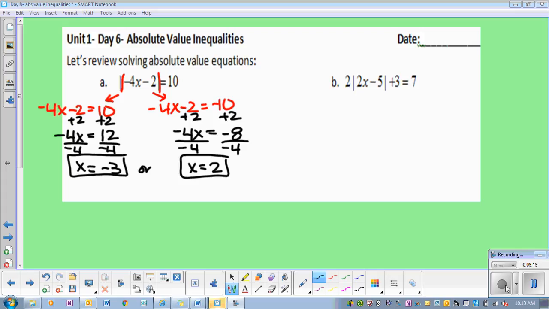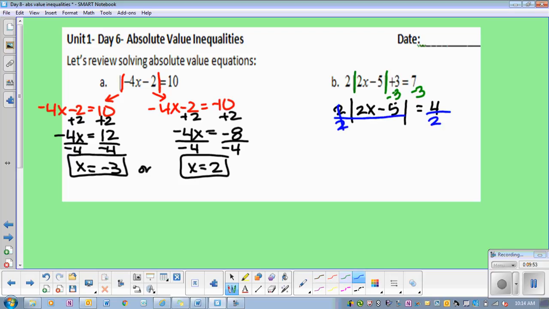Let's look at B. So for B, I need to get the absolute value bars all by itself, right there. What do I need to do first? Good. Perfect, guys. Subtract the 3. Then I have 2 times the absolute value of 2x minus 5 equals 4. Yes? Now what? Divide by 2. So then we have the absolute value of 2x minus 5 equals 2.